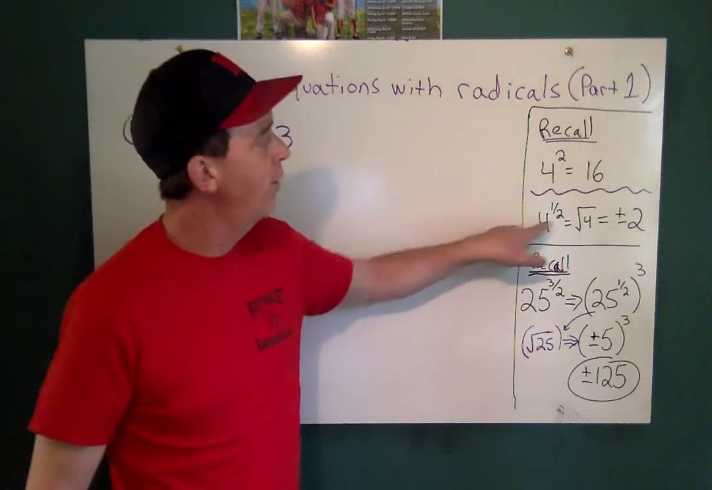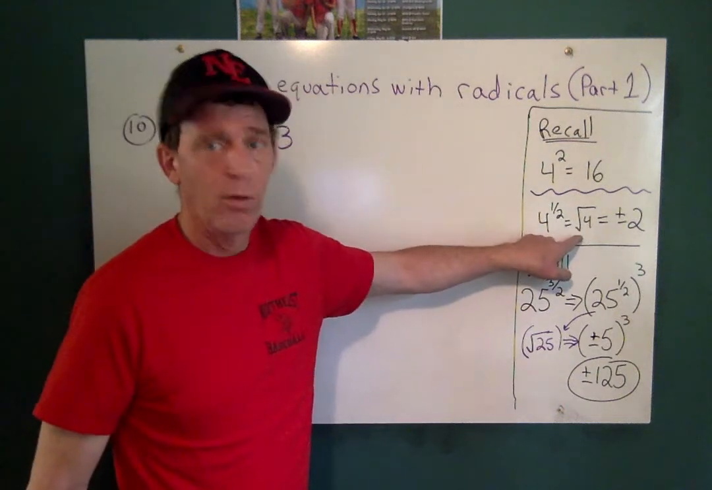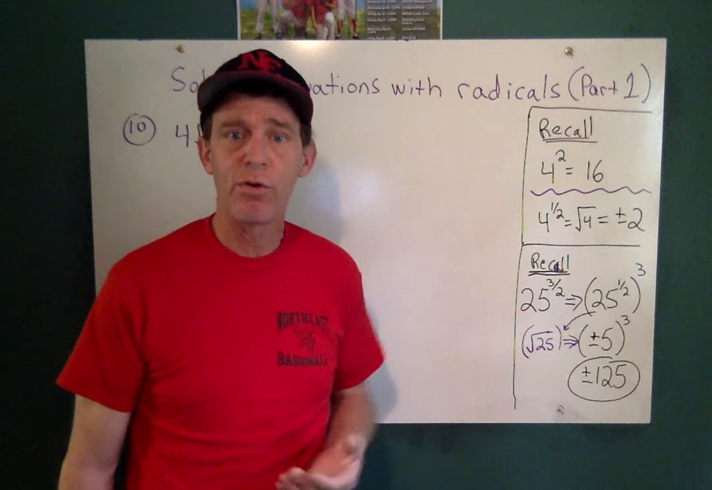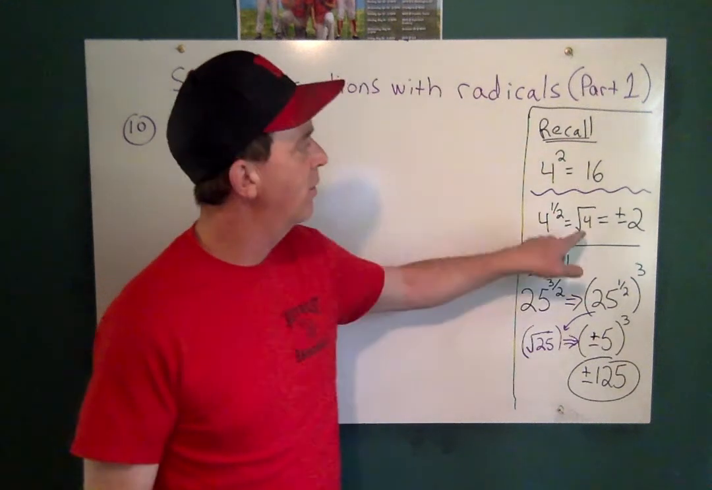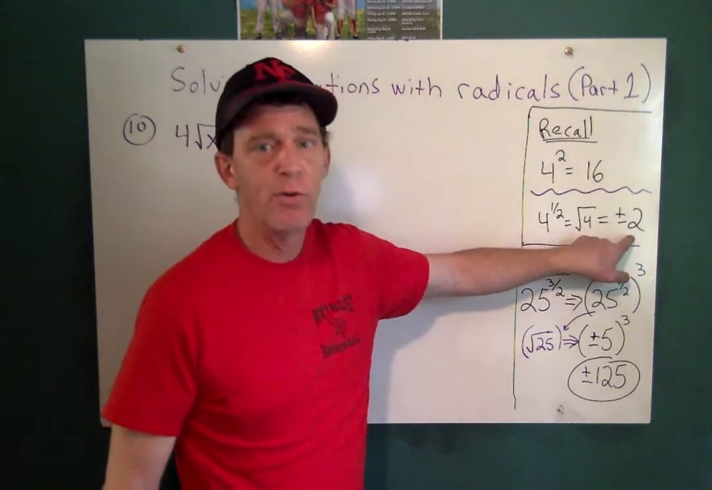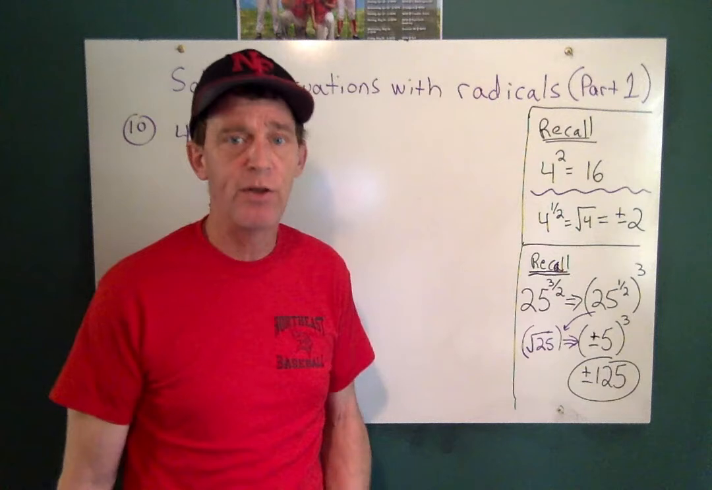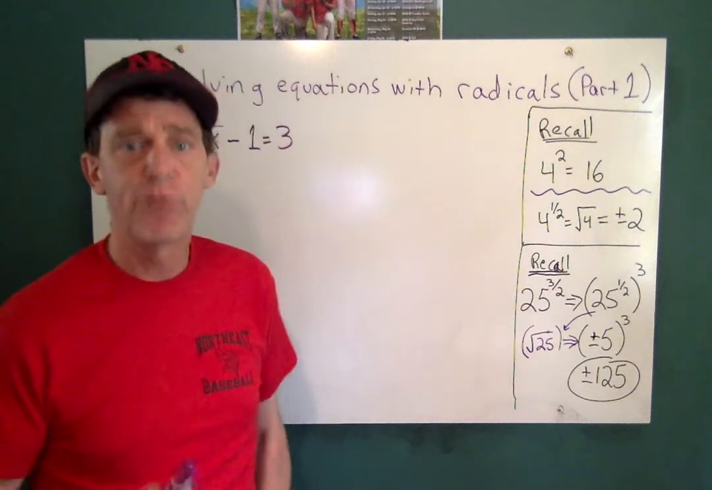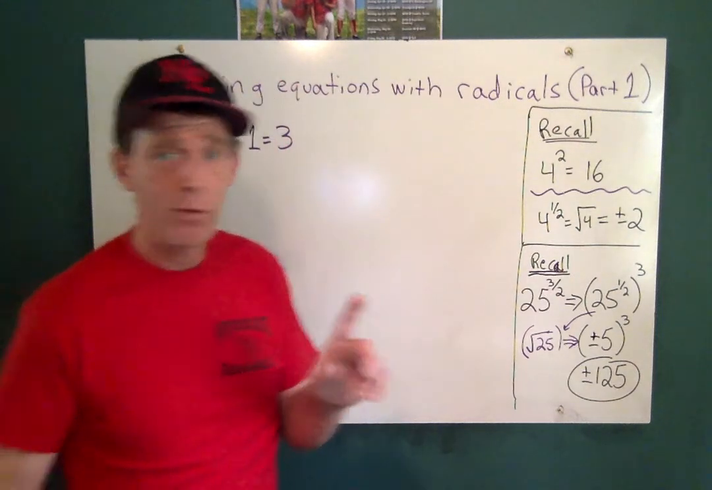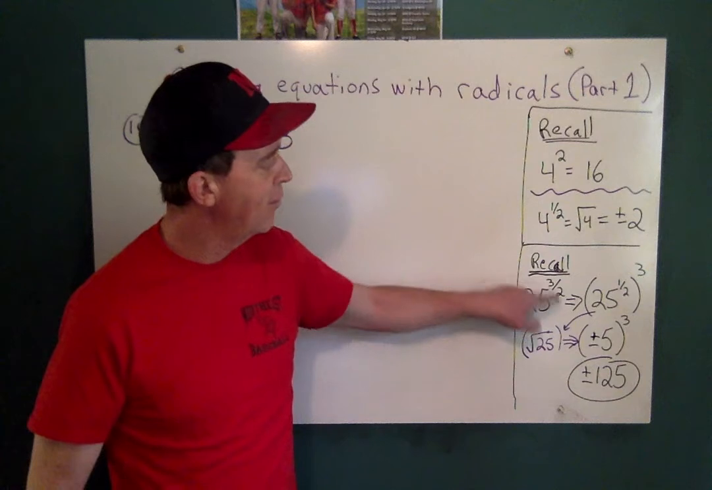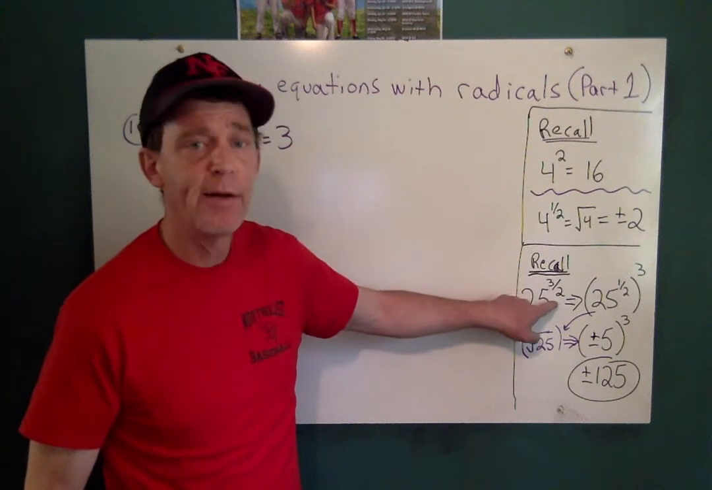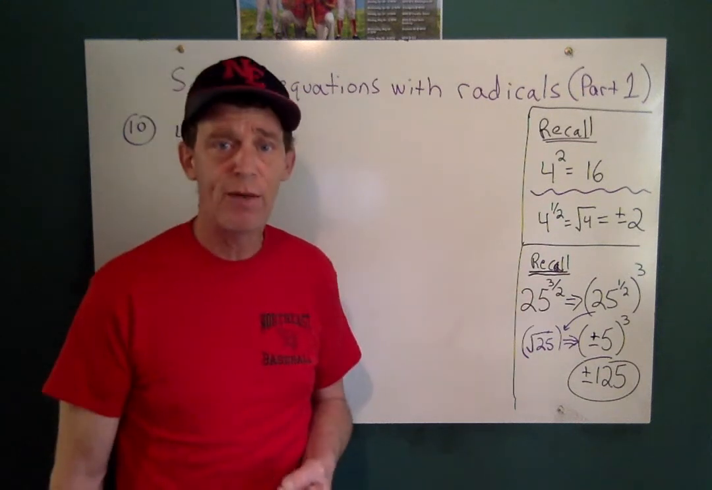But recall that 4 to the 1/2 is the square root of 4, which is indeed 2, but it's also negative 2. So the square root of 4 is a plus or minus 2. That's going to come into play solving equations here. We're not just dealing with the principal square root. Furthermore, when we have a rational exponent, we can do the denominator first. It's usually easier that way.